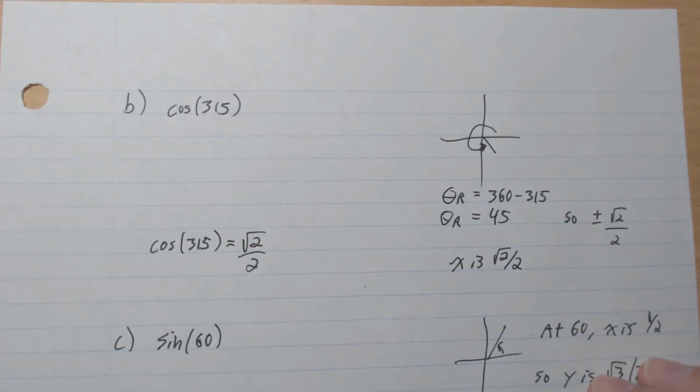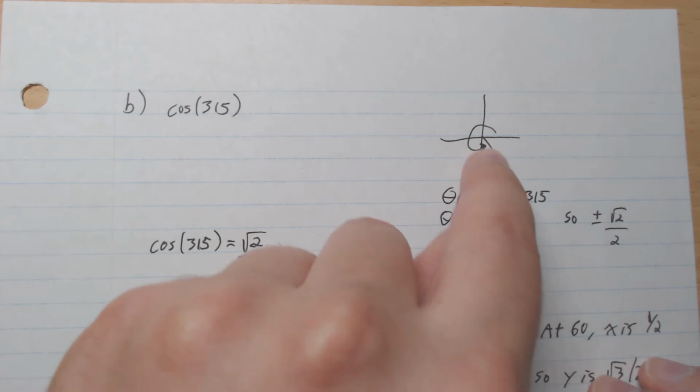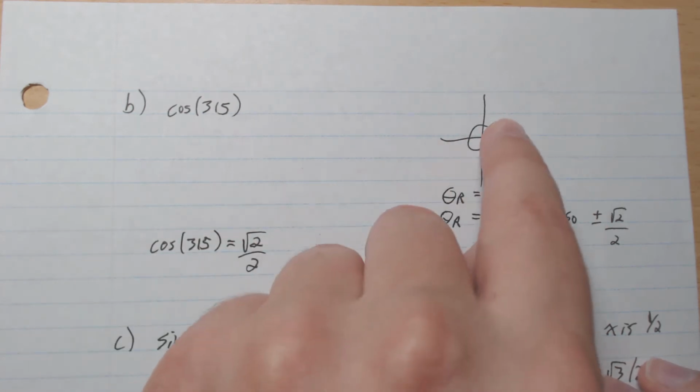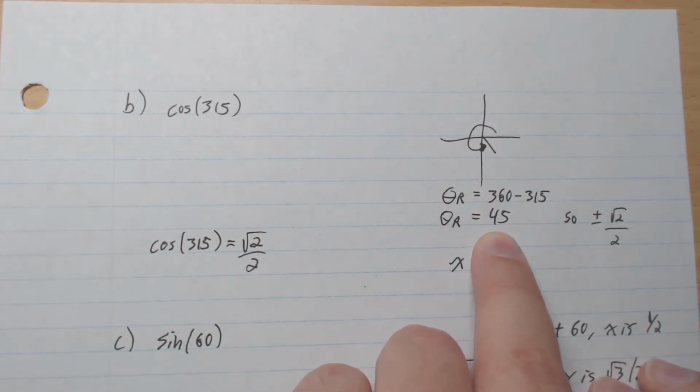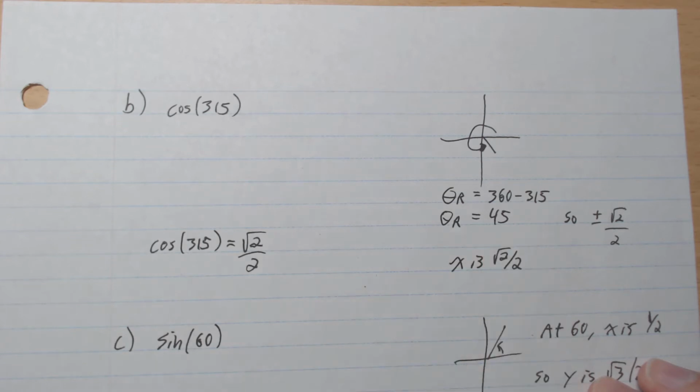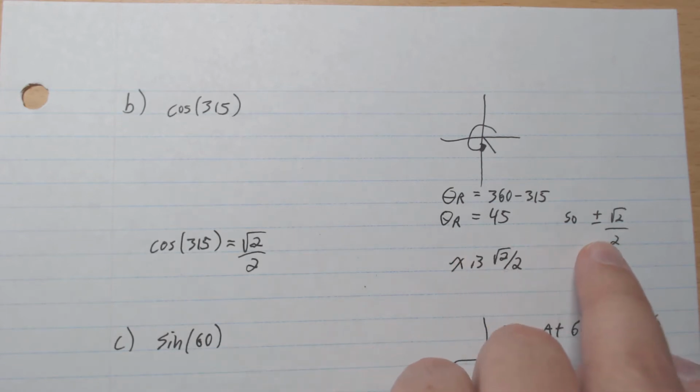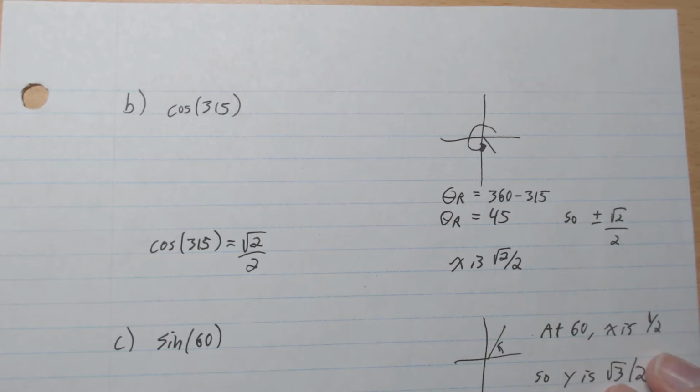Okay, B, cos of 315. So we do our drawing. This is where 315 is. 360 minus 315 gives 45, right? So that's our reference angle. And therefore, the values are going to be plus or minus root 2 over 2. Cos is the x value, so we look at the x value as positive, and so root 2 over 2 is the value of cos of 315.